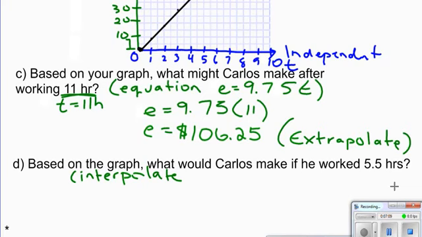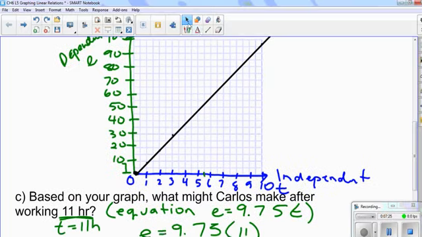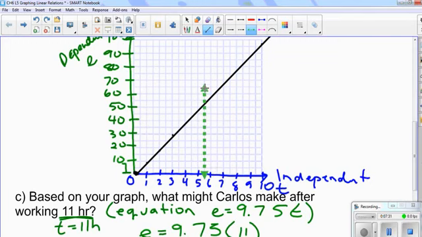Let's see what happens. So we might interpolate to figure out how much he made if he worked 5.5 hours. So we can do that, but then we're going to actually use our equation because that's a more exact value. So if we go back up, 5.5 hours is going to be halfway between 5 and 6. I'm going to grab a ruler and a dotted line. We're going to trace our way up, so that way we can interpolate.